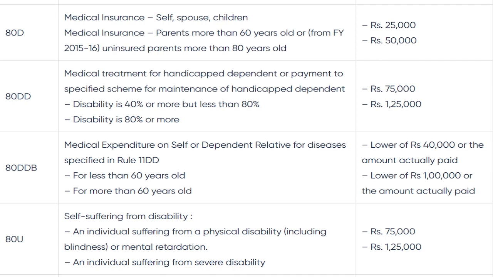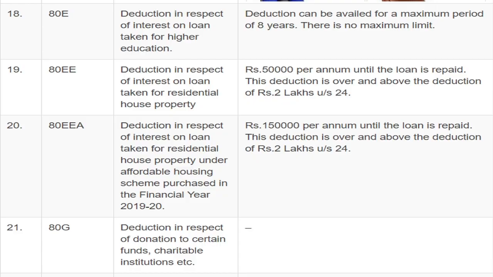80U. So the difference between 80DD and 80U is that 80DD is not individual. You can claim for your spouse, children, dependent parent, or your own parent, all this you can claim. 80U is for individual. If an assessee himself who is doing a job, he himself has a disability, he can claim under section 80U. Similarly, there is another section called 80E, deduction towards interest on higher education loan.